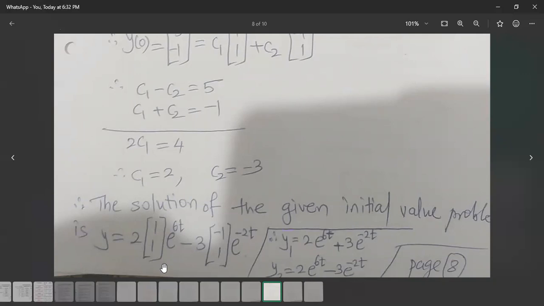Yes. Okay. Now what does this mean? Y is a column matrix; it has two entries. The first entry we call Y1, the second entry we call Y2. So the first row, let us read. The first row will be Y1 is equal to twice e raised to 6t minus 3 into minus 1, making plus 3 e raised to minus 2t. Can you read this?